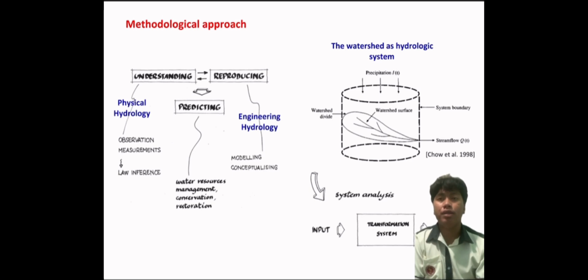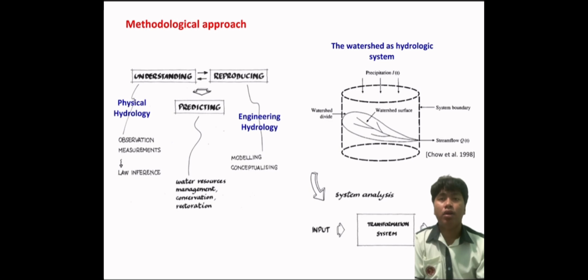And number two is engineering hydrology, which, on the other hand, emphasizes modeling and conceptualizing to reproduce and predict the system's behavior. Together, this helps in managing water resources effectively, especially for conservation, restoration, and planning.